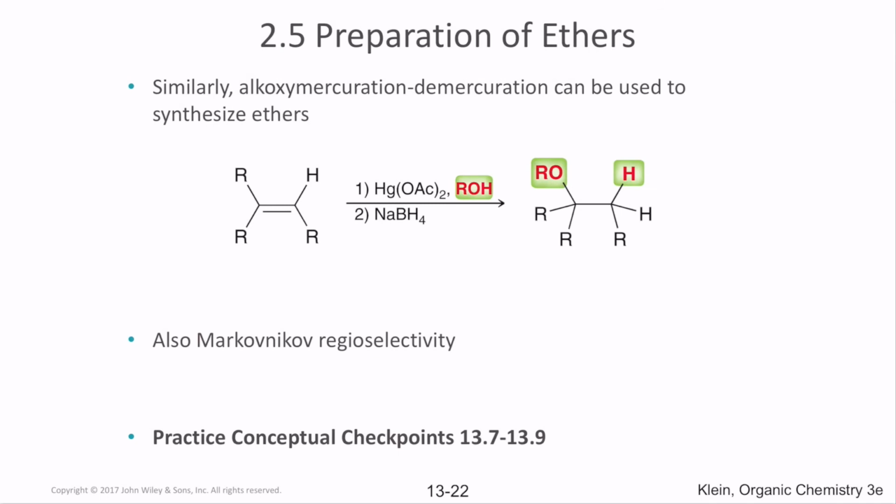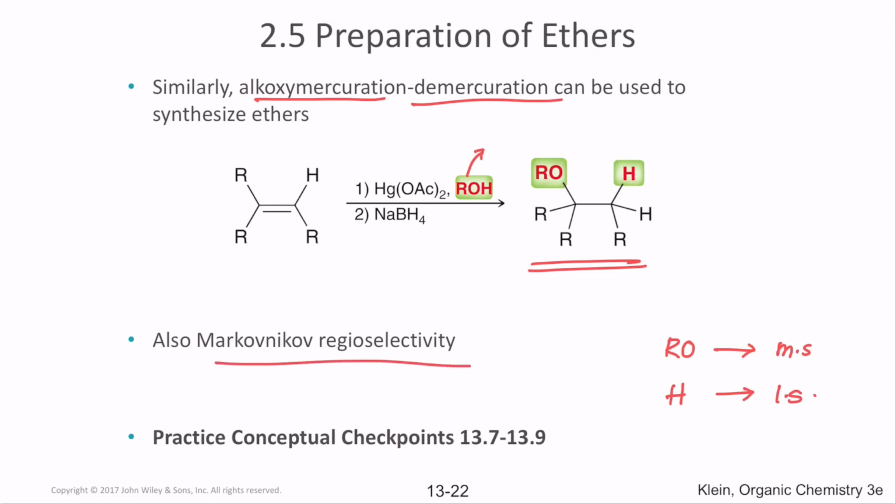So in this oxymercuration and demercuration, can you use the same method to synthesize an ether? Yes, you can, but in place of water, you will have to use alcohol. The alcohol here does not split into R and OH, rather it splits into alkoxide, RO, and hydrogen. So it's the exact same reaction, but RO goes to the more substituted carbon and the hydrogen goes to the less substituted carbon. In place of OH we have OR. So this results in ether formation, and it also uses the same Markovnikov rule.